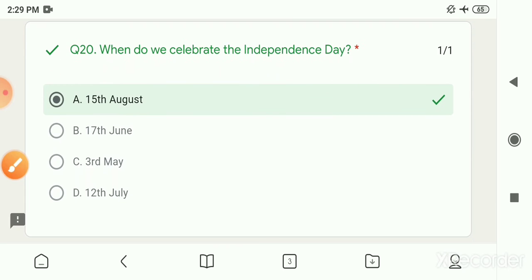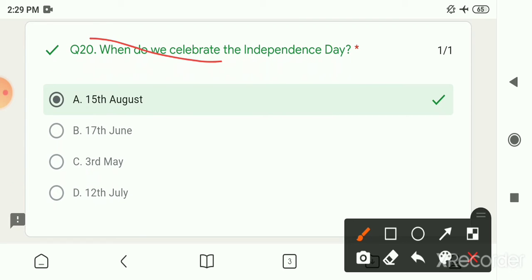Next 20th number, when do we celebrate the Independence Day? The options are 15th August, 17th June, 3rd May or 12th July. So here your answer is option A, that is 15th of August. On this day we are celebrating Independence Day.